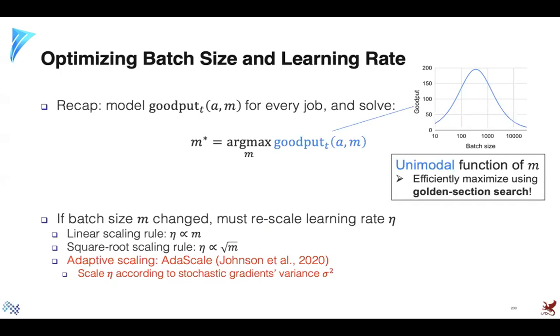And as we use different batch sizes during training, we also need to be careful about retuning the learning rate, which can be done using pre-existing rules, such as the linear scaling rule, which means that if we double the batch size, we should double the learning rate, or the square root scaling rule, which means that if we double the batch size, we should multiply our learning rate by the square root of 2, or more recently by using adaptive learning rate scaling rules, such as AdaScale.